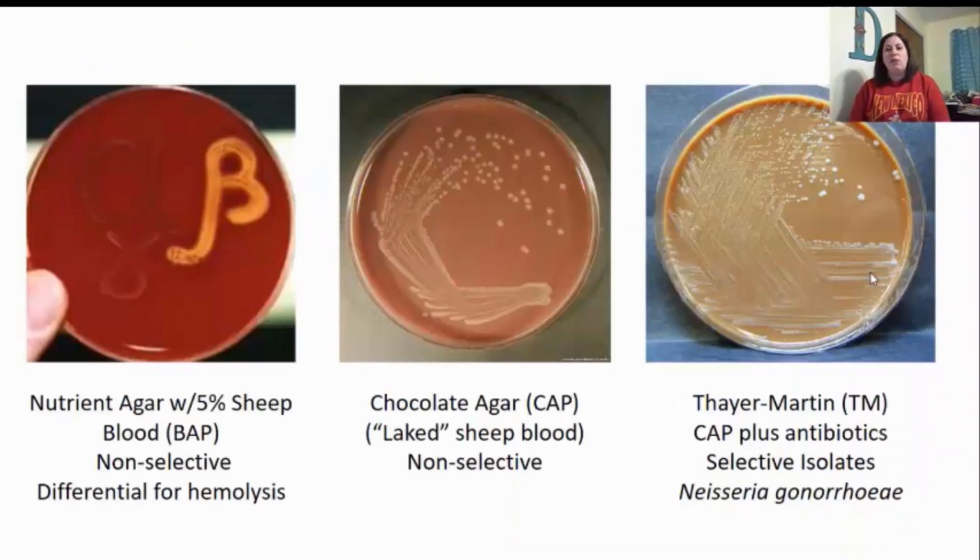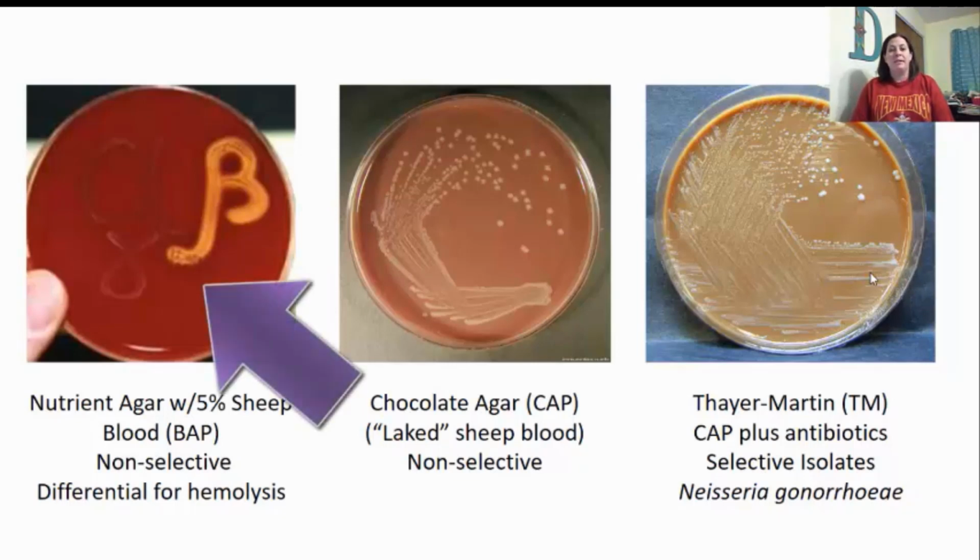All right, so we're going to look at some groups of these different types of media. In this case, these are all types of blood agar, meaning that they have some type of blood present in the agar, but you'll notice they all look a little bit different. This first picture is a nutrient agar with 5% sheep blood. This means that it has whole blood cells in it. This is known as BAP. This is a non-selective media. It is a differential media in the sense that it will let you know if the cells can do hemolysis, meaning breaking down the red blood cells that are present. So you can see here the alpha, the beta, and the gamma on the plate.